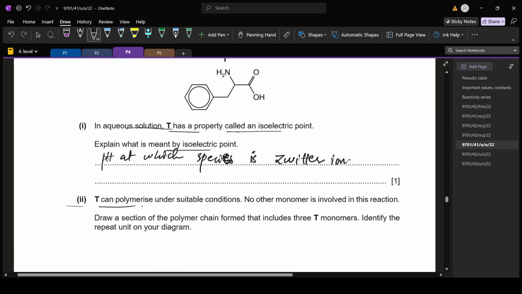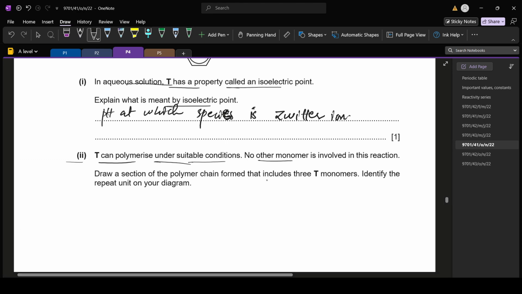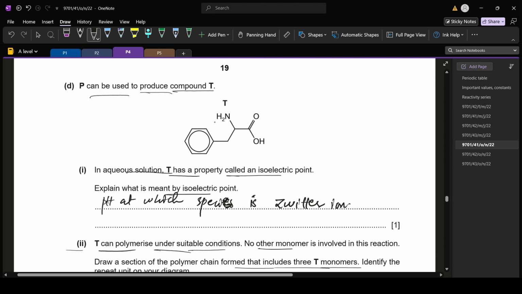Part 2, T can be polymerized under suitable conditions. No other monomer is involved in this reaction. Draw a section of the polymer chain formed that includes 3 T monomers. Identify the repeat unit. So this T has an amine group and a carboxylic group, so this will form an amide linkage, and this will be your polymer.